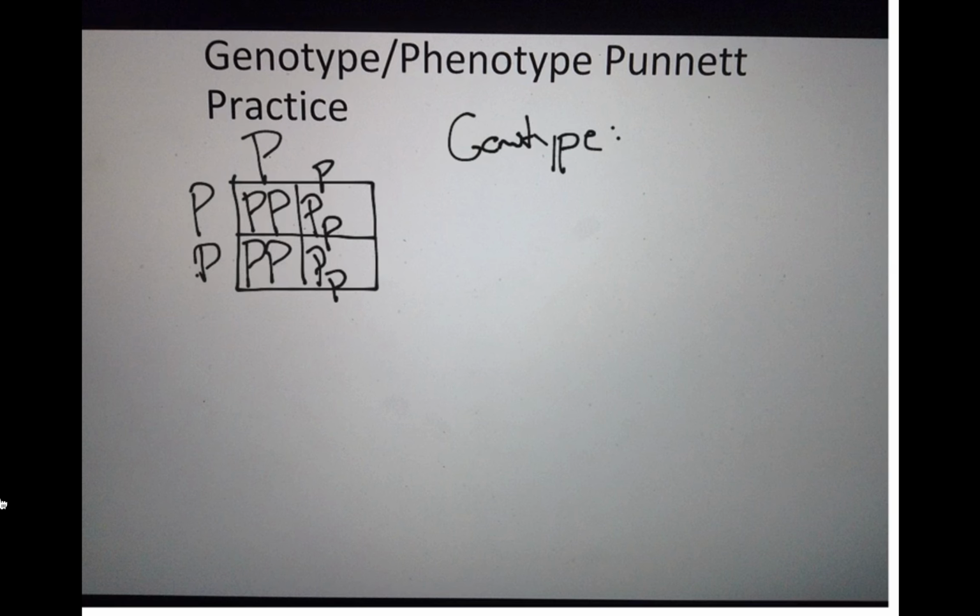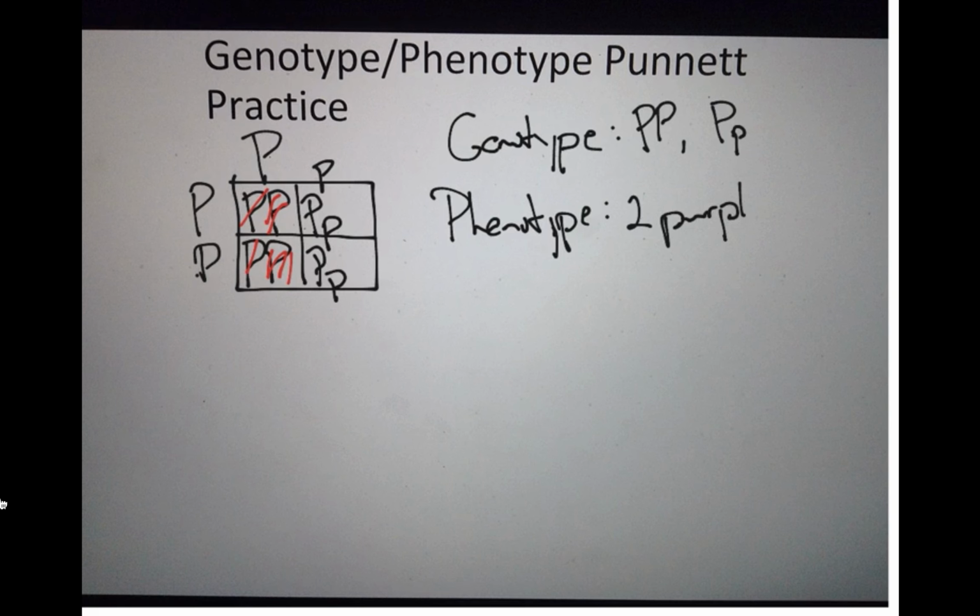Our genotype is our different ways that we can have these letters arranged. So genotype is like, what do we see in our boxes? We can either have capital P, capital P, or you can have a capital P, lowercase p. Genotype is a different combination of alleles you can get. Phenotype is what do these actually physically look like? Well, this flower right here and this flower right here are both purple, so 2 purple, and these are both white, 2 white. So those are our geno and phenotype.